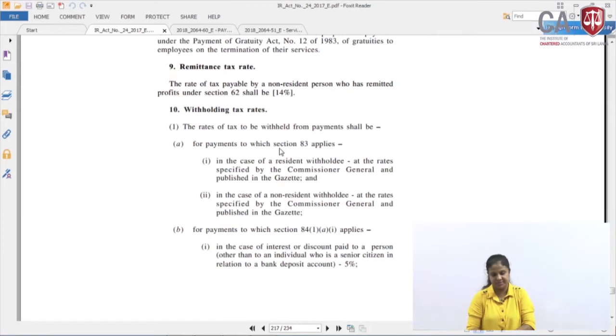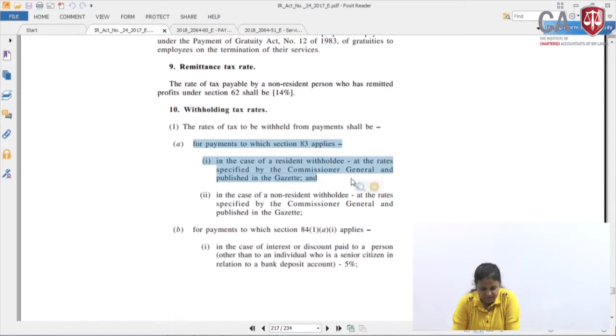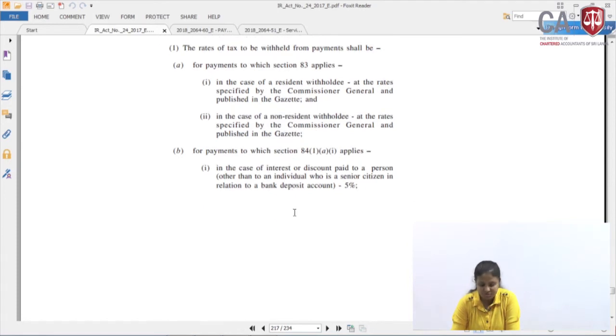Now, withholding tax rates. The rates of tax to be withheld from payment shall be, for payment to which section 83 applies, I have discussed this, the gazette notification, this 83 for employment income. The rate has been given in the gazette and the PAYE tables are also published. Now come to this one.